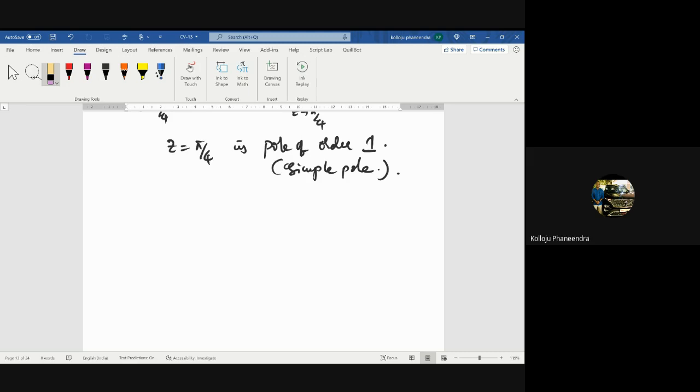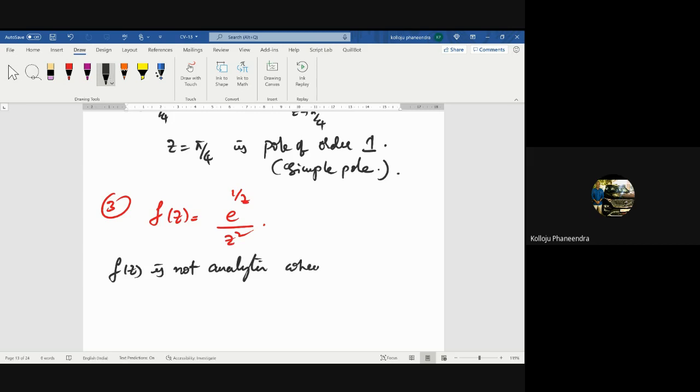And already I told you essential singularity. Let me complete that one also. F of z equal to e power 1 by z by z square. Now, f of z is not analytic when z square equal to 0. That means z equal to 0. Done.